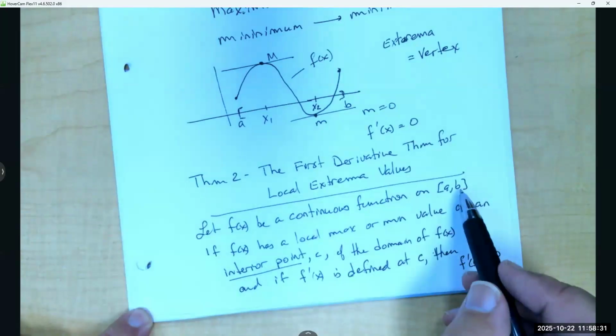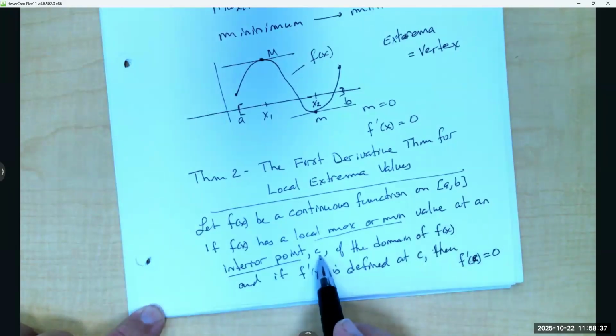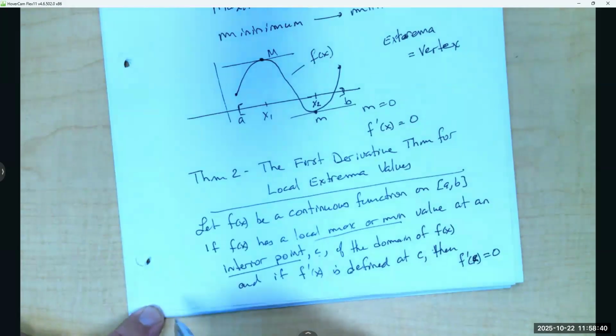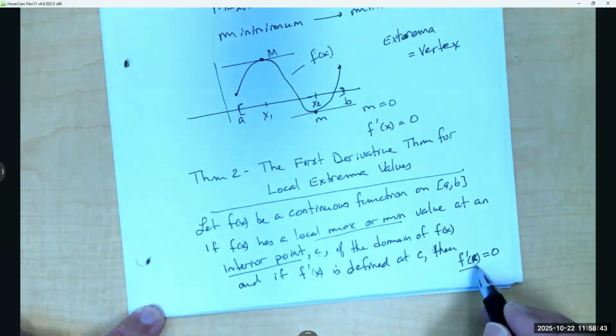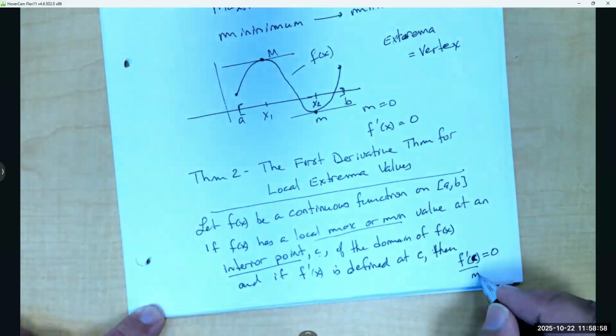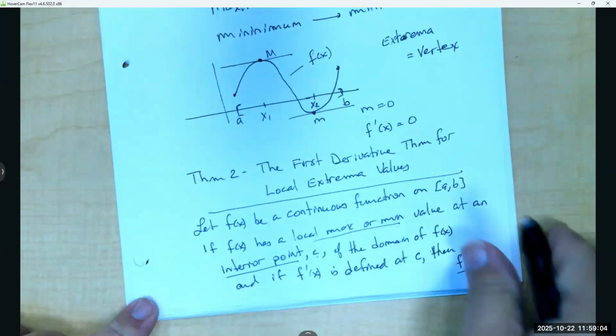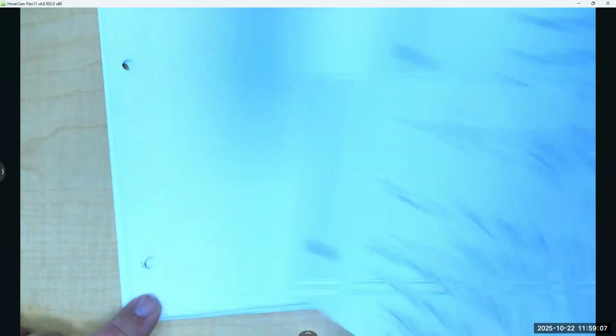So f of x is a continuous function in that domain. If it has a local max or min at some interior value C, then we know it's a maximum or extrema if the first derivative of the function at that value C equals 0. Because the value we're looking for is where the slope is equal to 0. Let's look for an example.